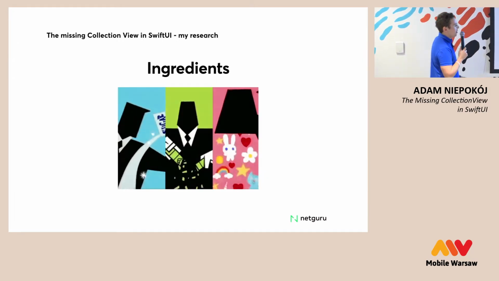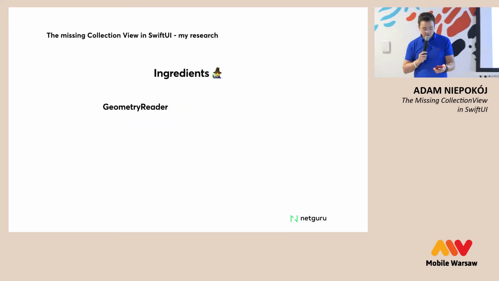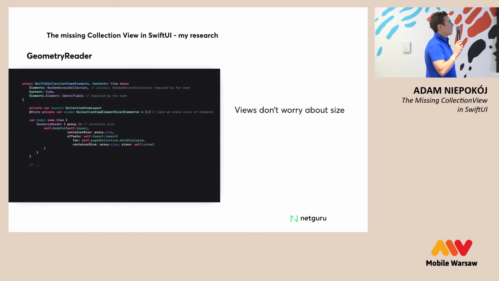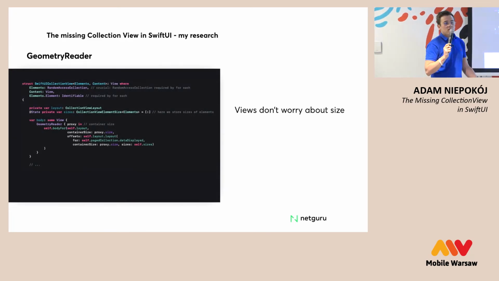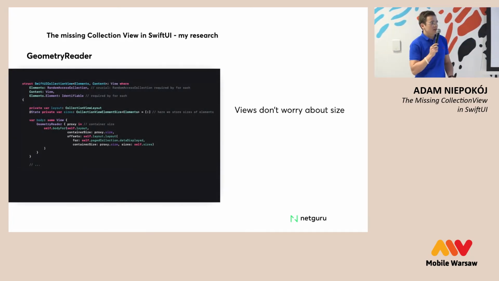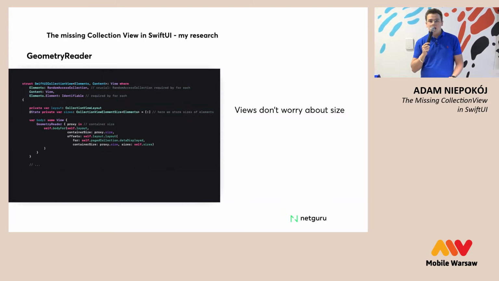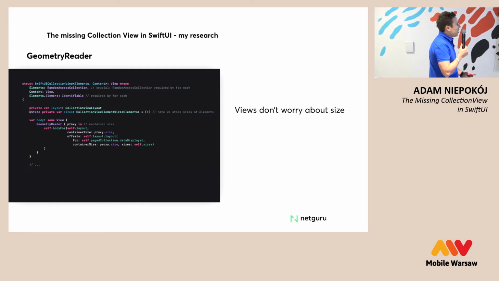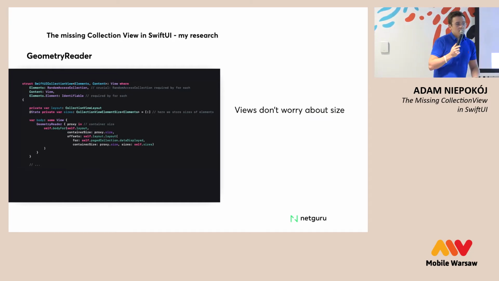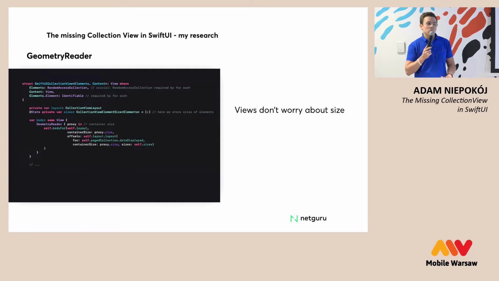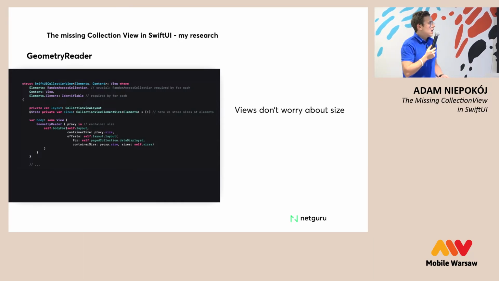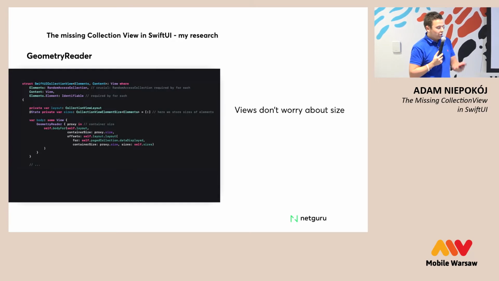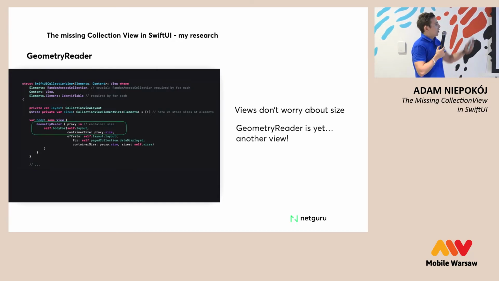Okay, so what are the ingredients of this beautiful collection view? First one is GeometryReader. The thing about SwiftUI and laying it out on our screens is that the views basically don't worry about the size because they are rendered from top to bottom, from parents to children, and the lowest view never really worries about what the size should be because the parent always tells it. But if we want to avoid this or do it another way, we need something called GeometryReader.